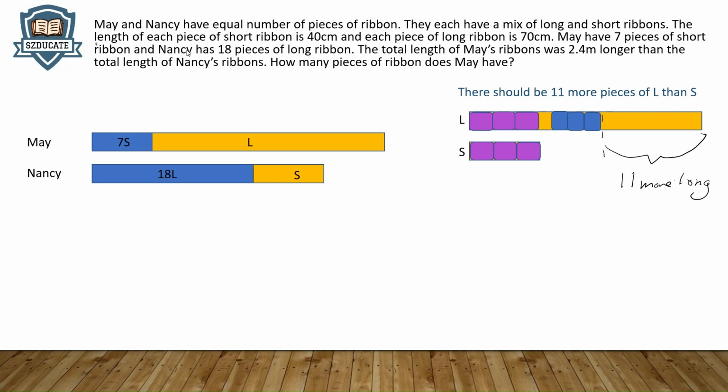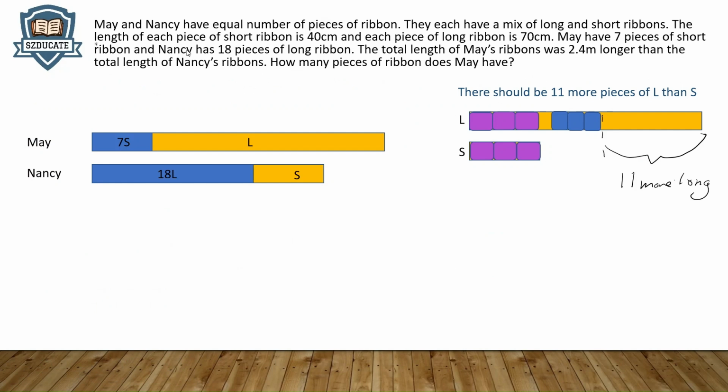Right now we are doing May and Nancy's ribbon question using model drawing. Okay, let's read the question again. May and Nancy have an equal number of pieces of ribbon. They each have a mix of long and short ribbons. The length of each piece of short ribbon is 40 cm. Each piece of long ribbon is 70 cm.